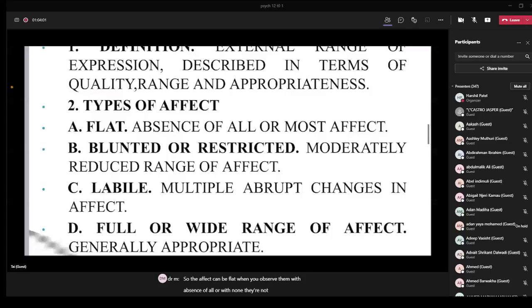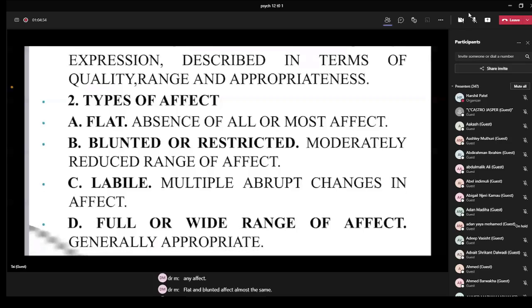Showing any variations in their facial expression, then we say that the affect is blunt. The affect can be blunted or restricted. Now, when you interact with the patient, they may appear blunted. There is a reduction in the range of affect. They don't show any affect. Flat and blunted affect are almost the same, except that the blunt is not as severe as the flat affect.